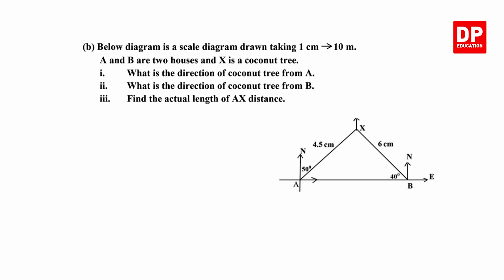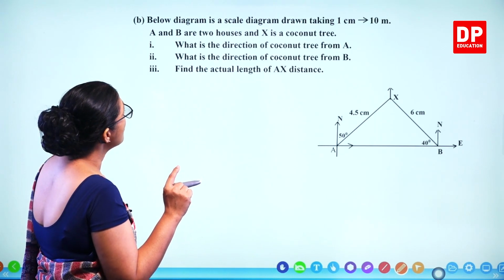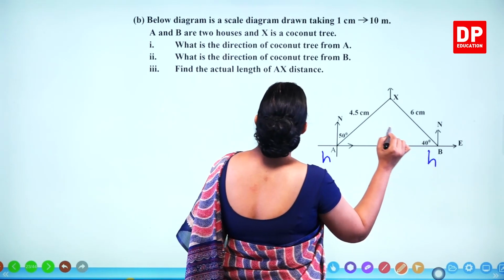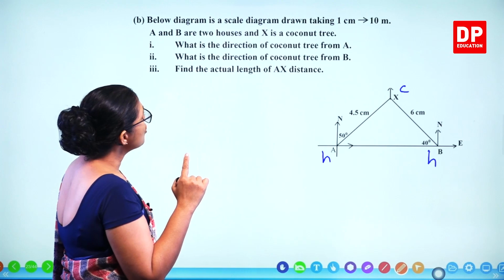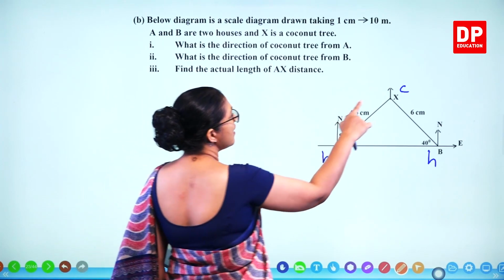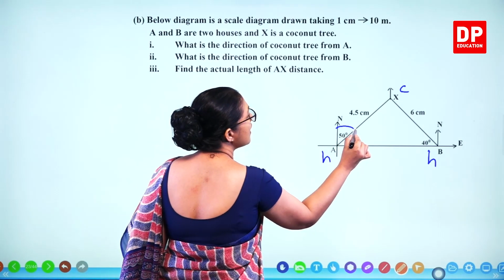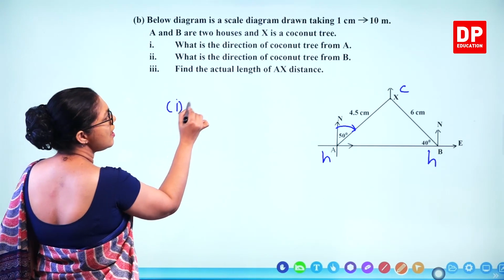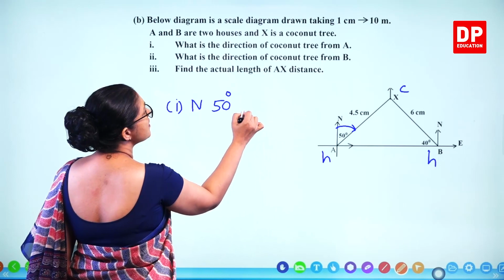Part B. Below diagram is a scale diagram drawn taking 1 centimeter represent 10 meters. A and B are 2 houses. So 2 houses and X is the coconut tree. What is the direction of coconut tree from A? From A. This direction. So how you write down that direction? North 50 degrees to east.